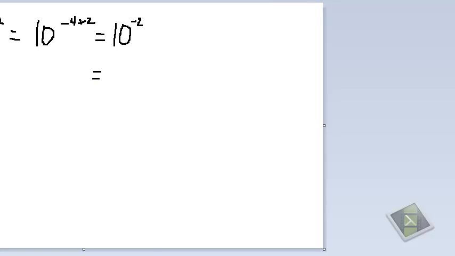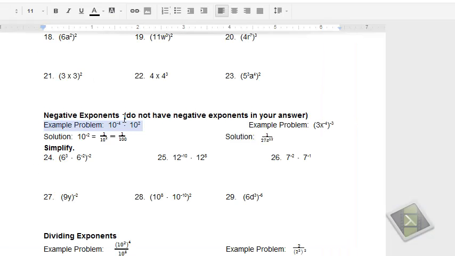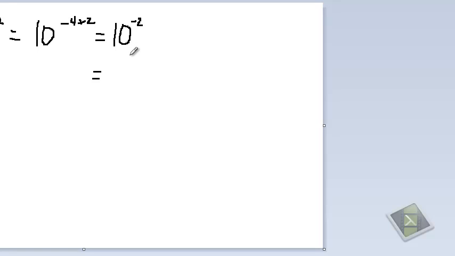Now, if you go back to your directions here, it will tell you do not have negative exponents in your answer. Right there. So don't do that. So when we go back to this, we can't leave it like this. So we've got to make this a positive exponent. Remember to do that, you're going to flip it. So this one goes to the bottom of a fraction. And remember the exponent, when you do that, changes to positive. So you are left with 1 over 10 squared.